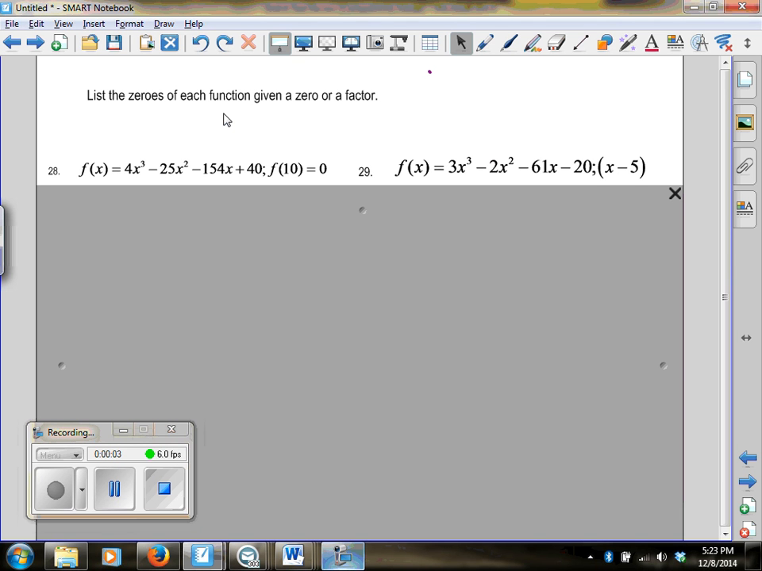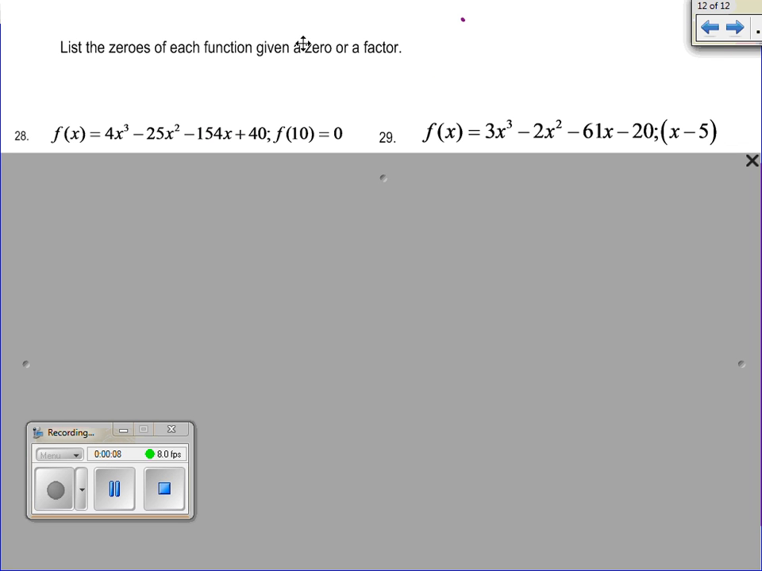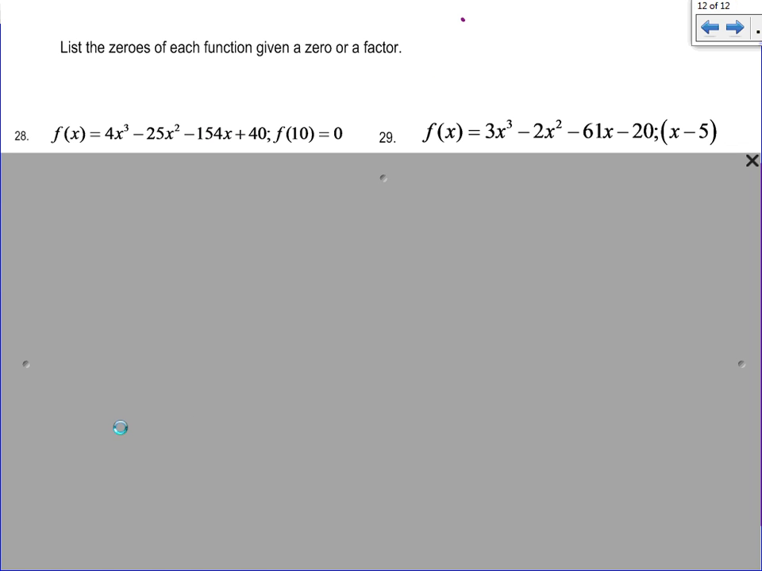Hi everybody, I've got a video for you here on problems number 28 and 29 from the Chapter 5 review packet. The directions here are list the zeros of each function given a zero or a factor. So the information at the back end of this problem is going to tell you either an x value that gives you a y value of 0, or a factor, which is something that divides cleanly out, which also helps you find a 0.